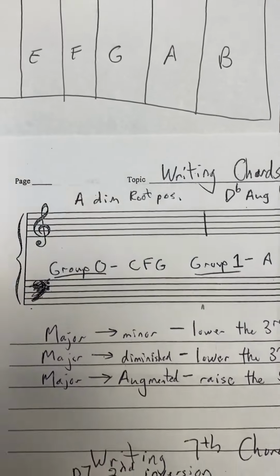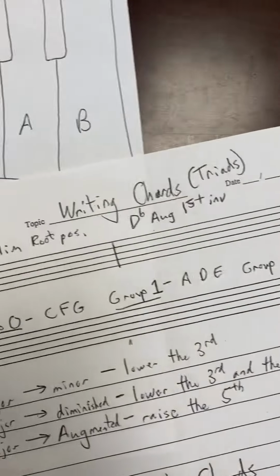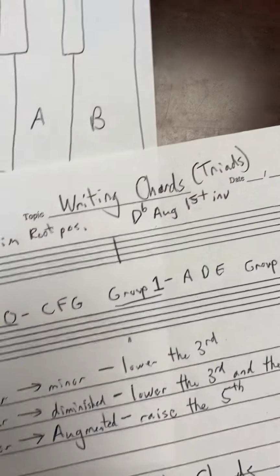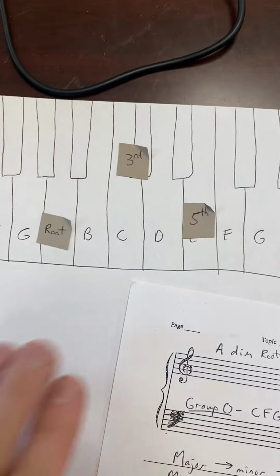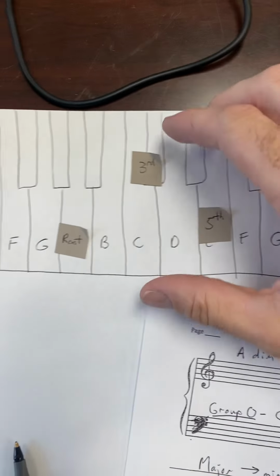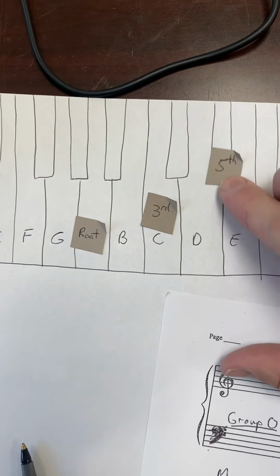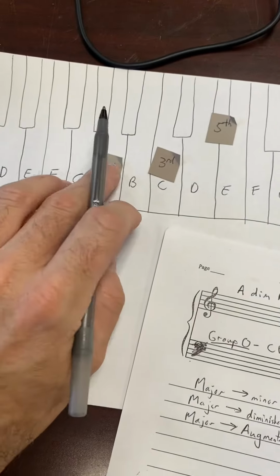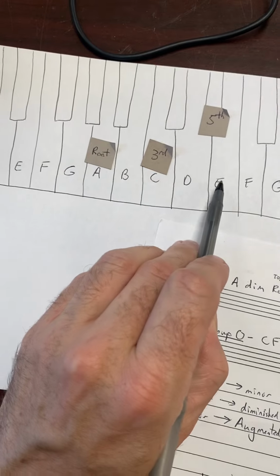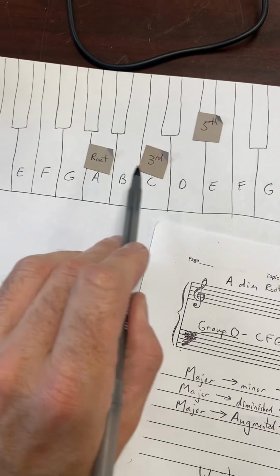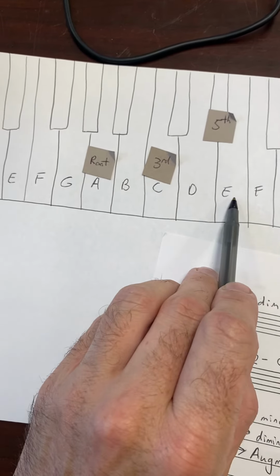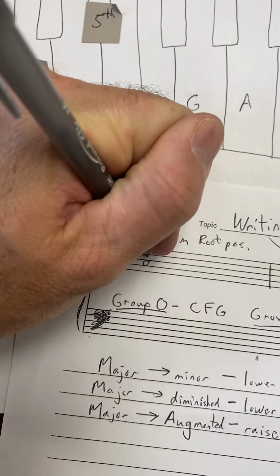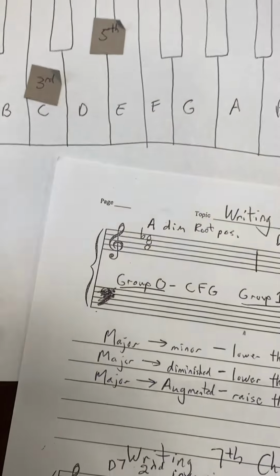A diminished in root position. I always start with A major, group 1. There it is. Now I've got to diminish it. Major to diminished, lower the third and the fifth. And root position, that means I'm done. My notes are A, C, and that's an E flat. They're every other letter, not like scales, every other letter. A, C, and E flat. So I literally just write that and I'm done.